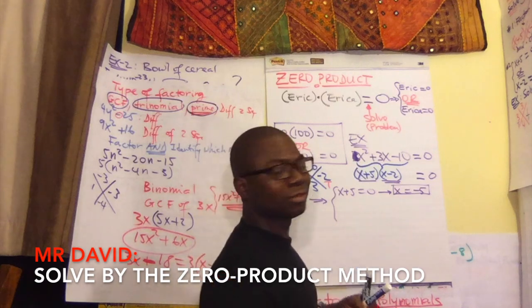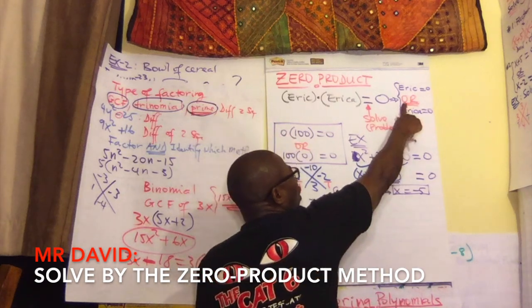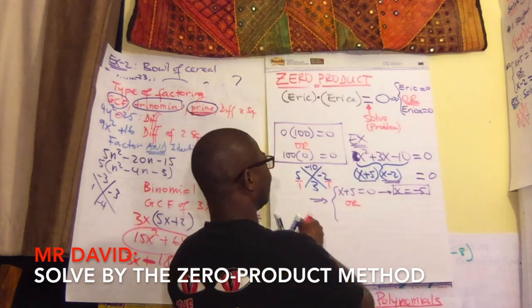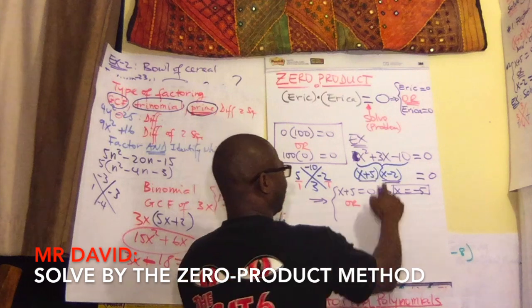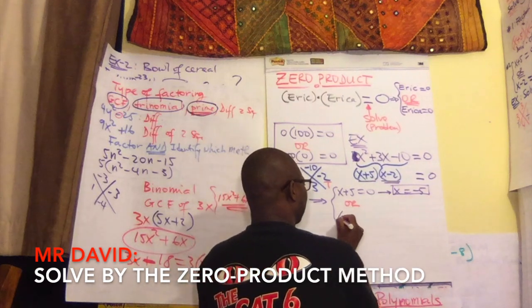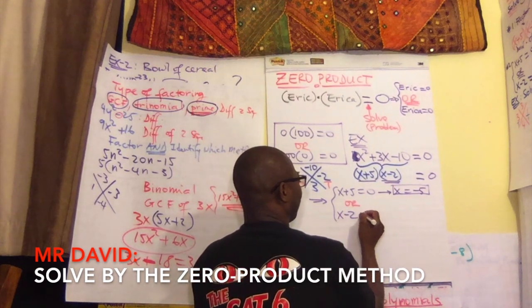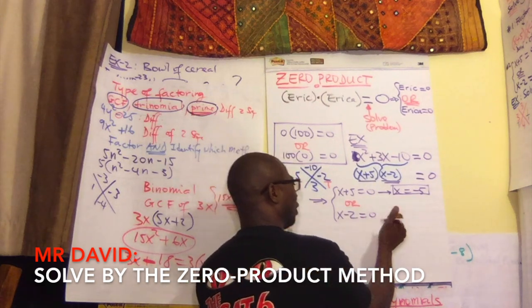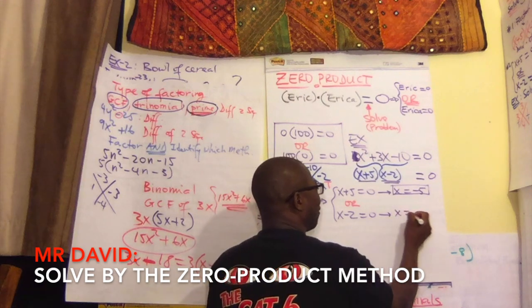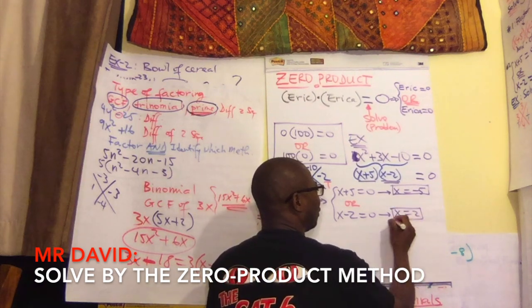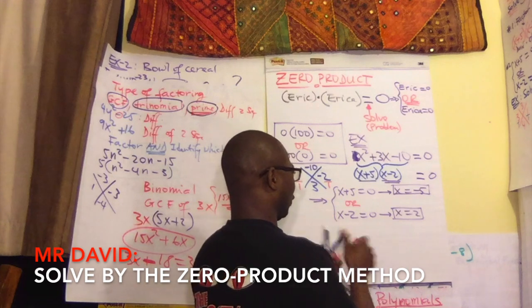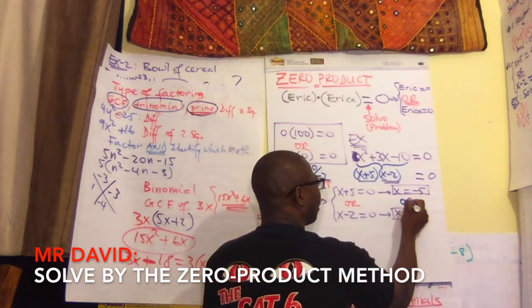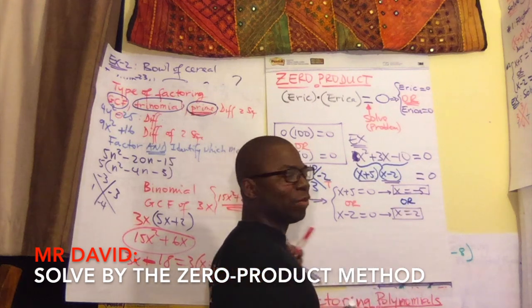Is it and? No, it's or. Or Erica, which is the second one, x minus 2, is the one who got 0. So let's solve for x. We move the negative 2 to the other side, so x is positive 2. Okay, so what is our answer? Our answer is x equal to negative 5 or x equal to 2. That will be our answer.